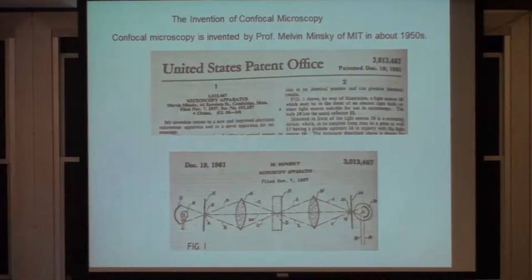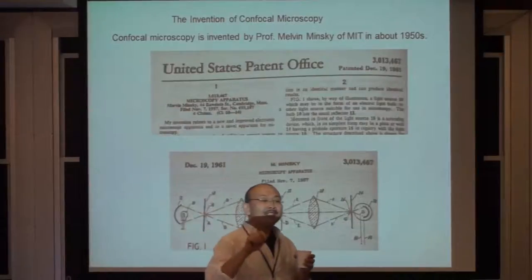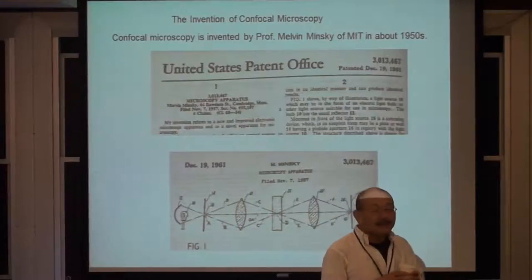The reason that he started thinking about doing three-dimensional imaging is because he wanted to understand the connections in the brain. So he started thinking about, can I build a microscope to look in the brain such that I can look at connections? That was in the 1950s, which is almost 60 years ago. And he filed a patent in 1961, developing the first confocal microscopy for 3D imaging of the brain.